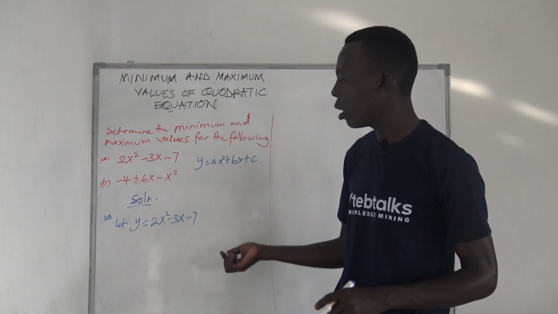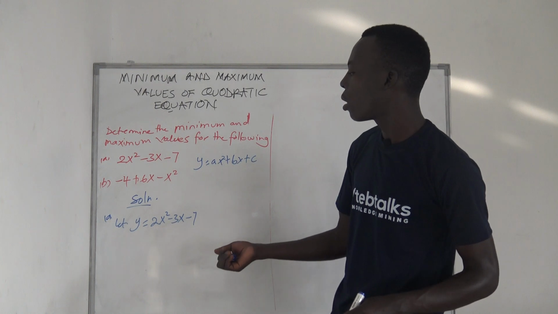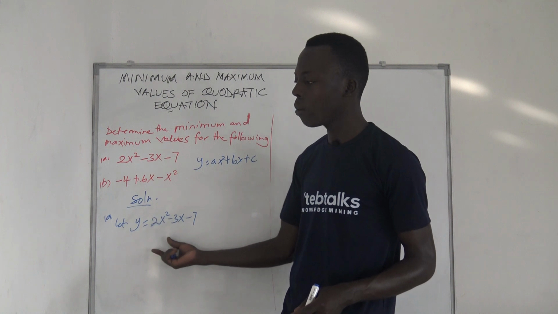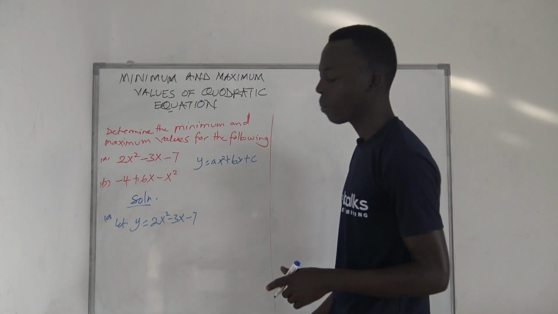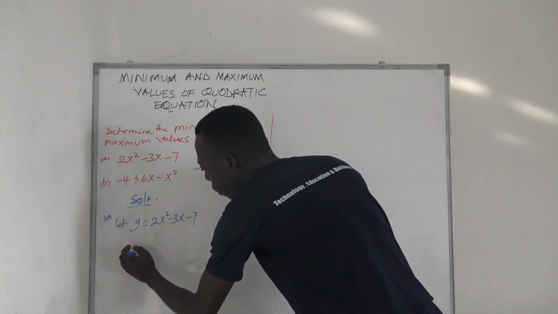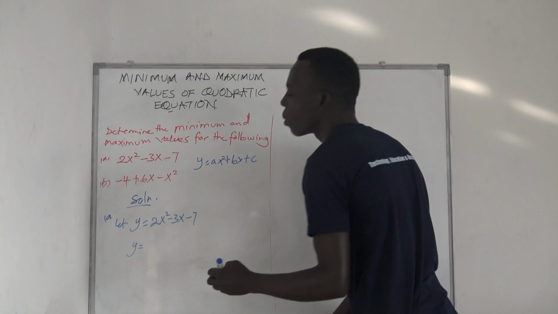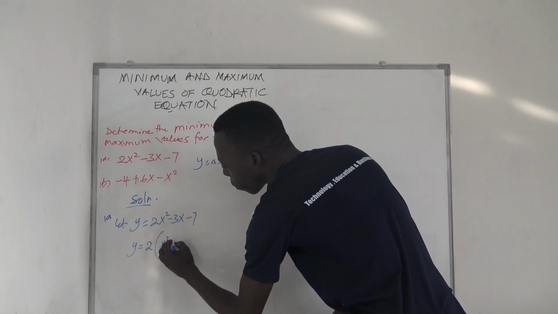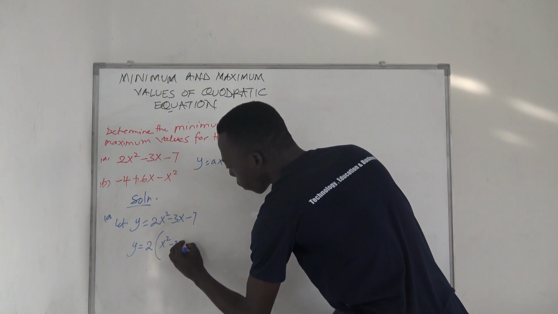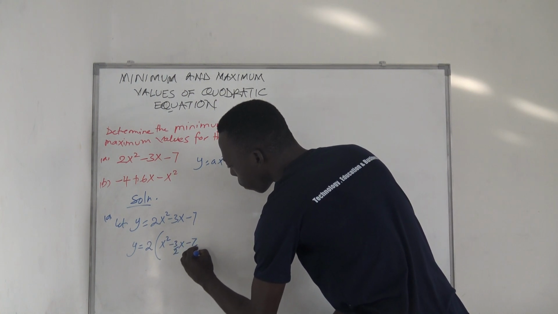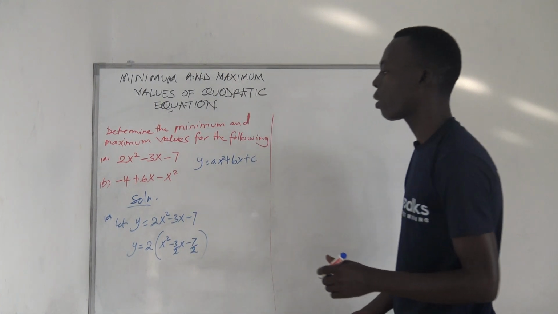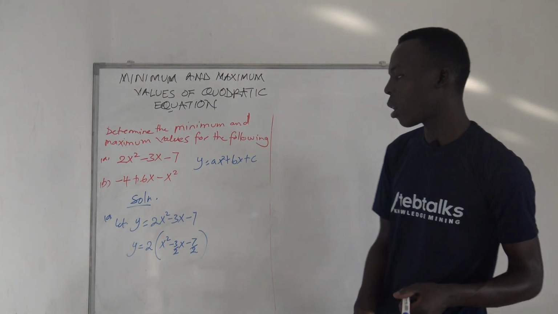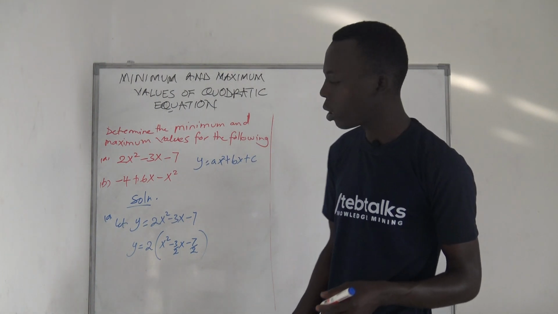After here, you have to make x squared have a coefficient of 1, so that you can apply completing the square. So our y will now be equal to, we factorize out the 2, we remain with x squared minus 3 out of 2 x, then minus 7 out of 2. So that's what we shall have after factorizing out the 2.